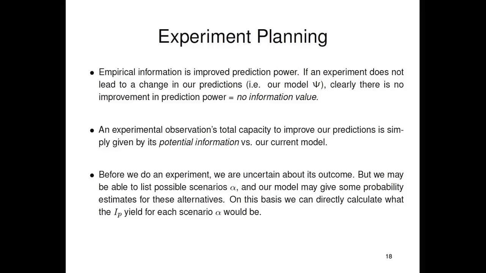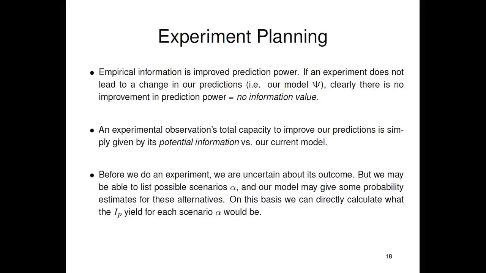metric leads to an experiment planning metric in the following way. Empirical information, as I said, is a measure of improved prediction power. And if we were to perform some experiment and it did not actually lead to a change in our predictions, then clearly this would have zero information value. In other words, if the prediction doesn't change, then zero information value, because information here is being defined strictly as improved prediction power. If the prediction doesn't change, clearly there can be no improvement.